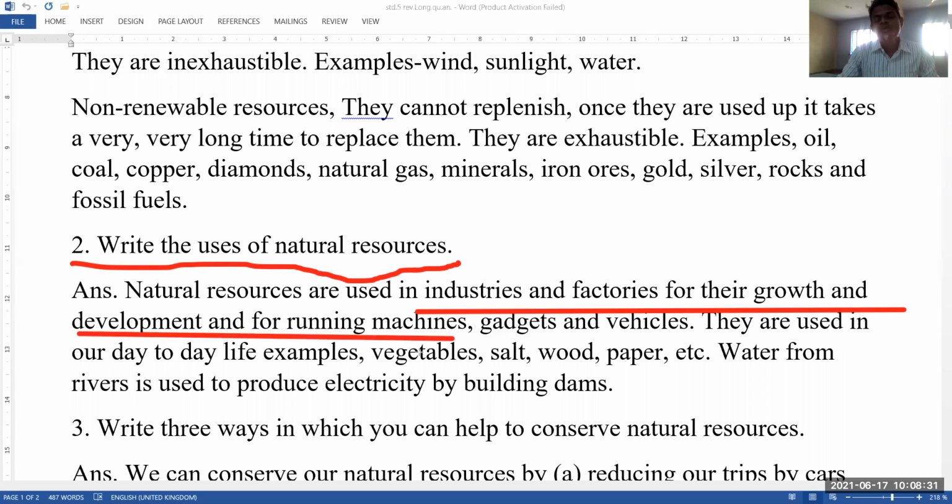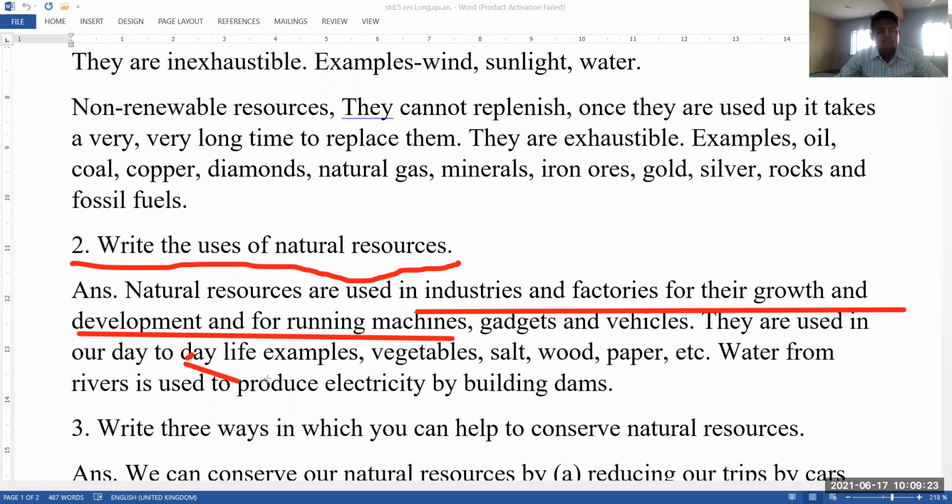If you have visited different industries, my dear students, different factories, so it is impossible to do it without them. For the water, we cannot imagine life without water. So water is a natural resource, wind is a natural resource, sunlight is a natural resource. So we cannot imagine our life without it. Yes or no? Yes, my dear students. So we can run machines, gadgets, then vehicles, they are used in our day-to-day life. Example, vegetables, salt, wood, paper, etc.